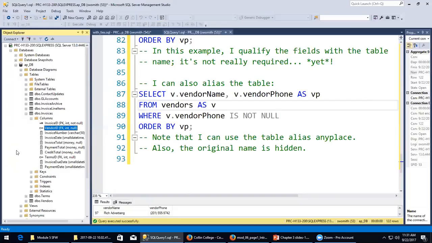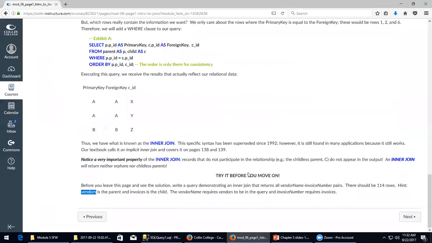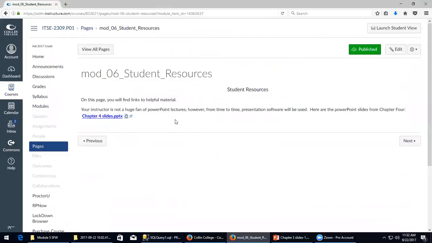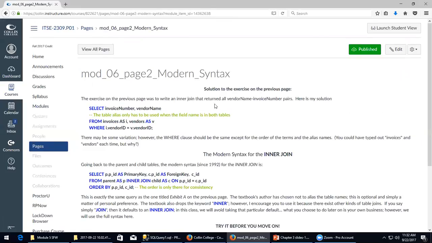I'm going to move on. Do go back and do that exercise. There's the slides. I don't think I'm going to use the slides today. I might use them next time. Okay. Here is where the rubber meets the road. Here is what I was expecting you to write. There are other ways to write it.